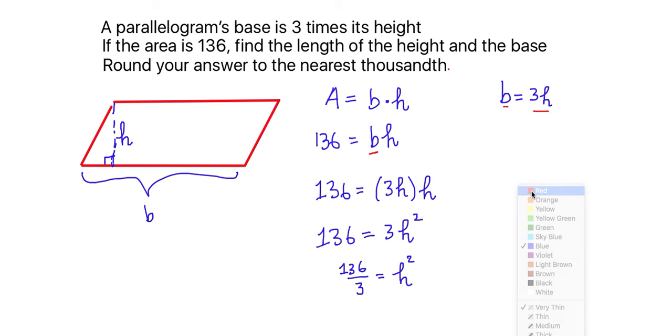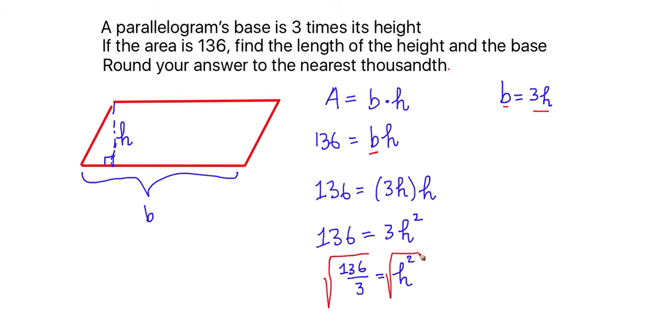Now we can take the square root of both sides. And that gives me the square root of 136 over 3 is equal to h. And then I'm going to use my calculator to figure out what this approximation is. Alright, so this is about 6.733, approximately equal to h.